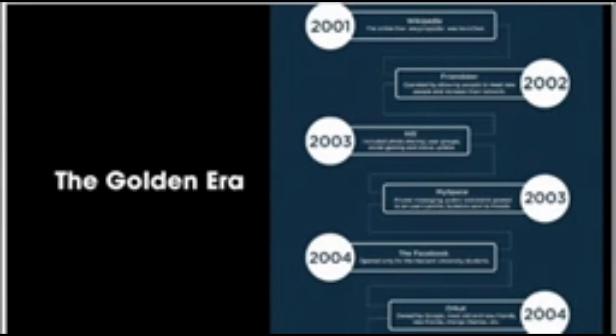Fourth is MySpace in 2003. Its use is private messaging, public comments posted to a user's profile, and bulletins sent to friends. Fifth is Facebook in 2004, opened only for Harvard University students, but eventually it became the one most used today. And the last one is Orkut in 2004, owned by Google, and its use is to meet old and new friends, rate friends, change themes, and so on.